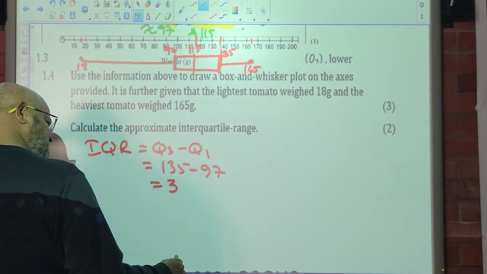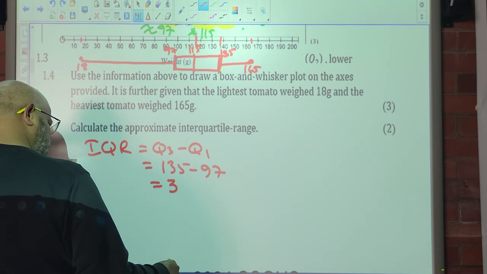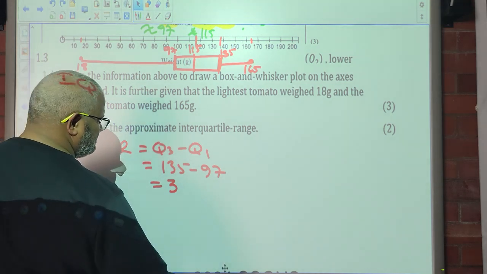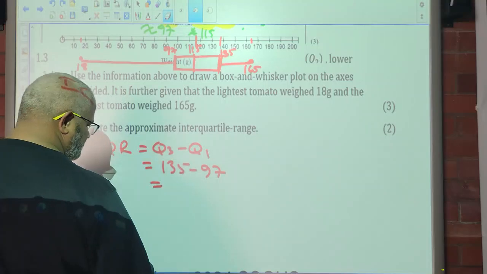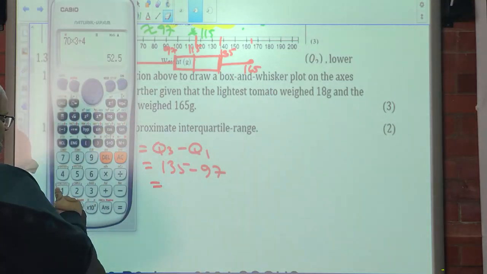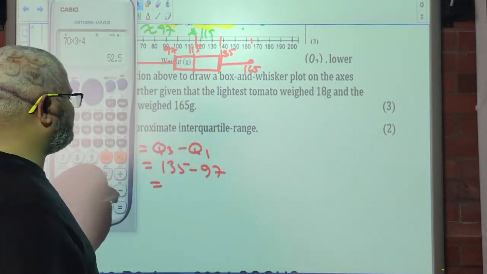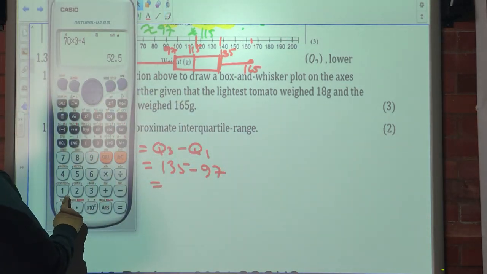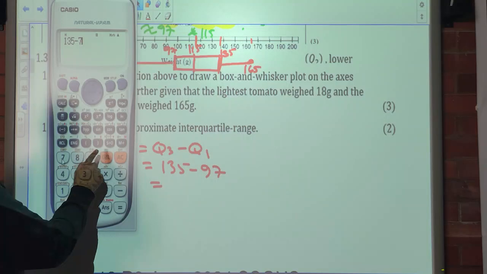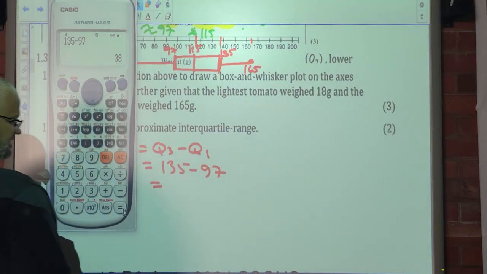35, 6, 7, 35, 32. I'm getting 32. I might be wrong. Sorry? 38. So 35 plus 3. I can't think anymore. 38.